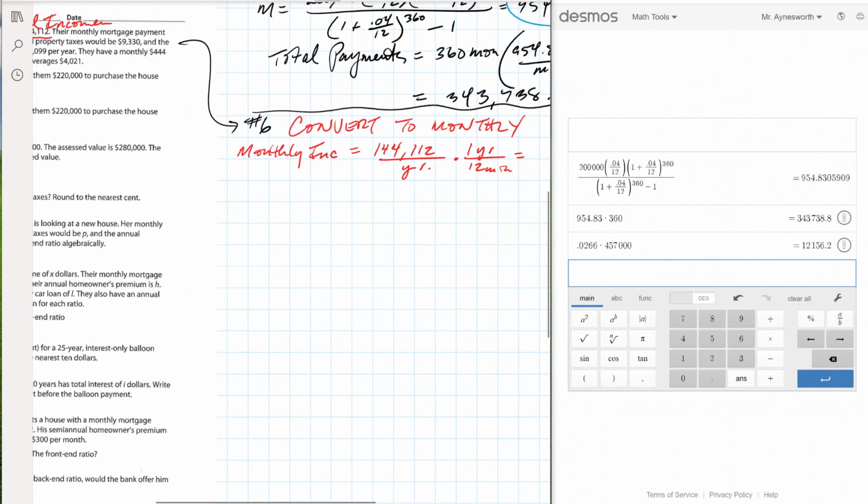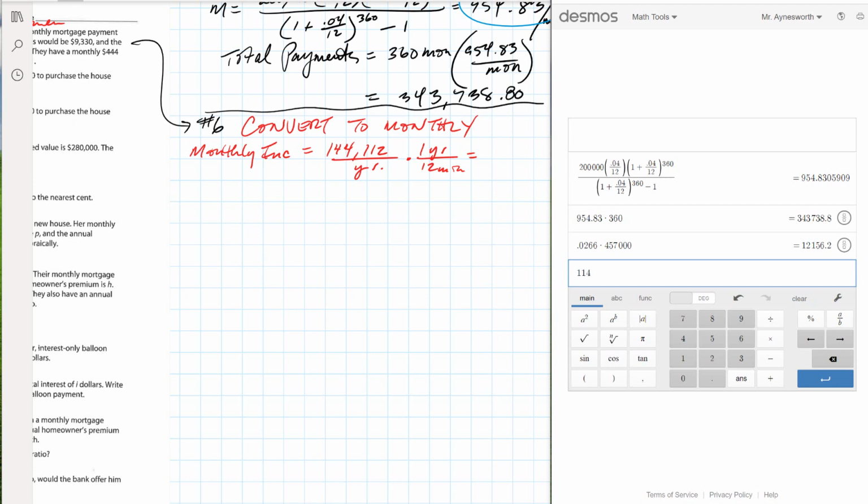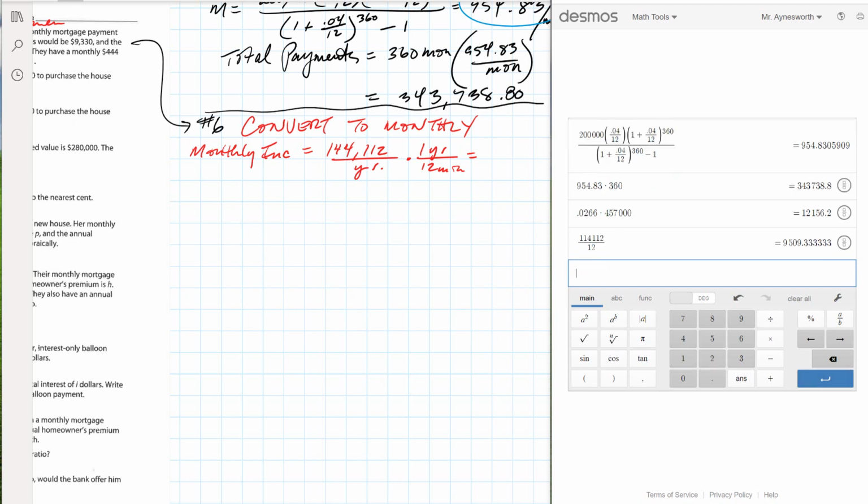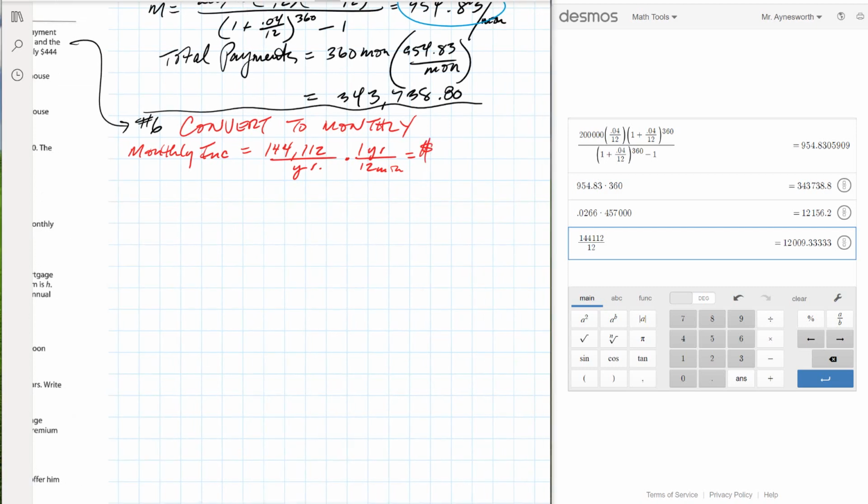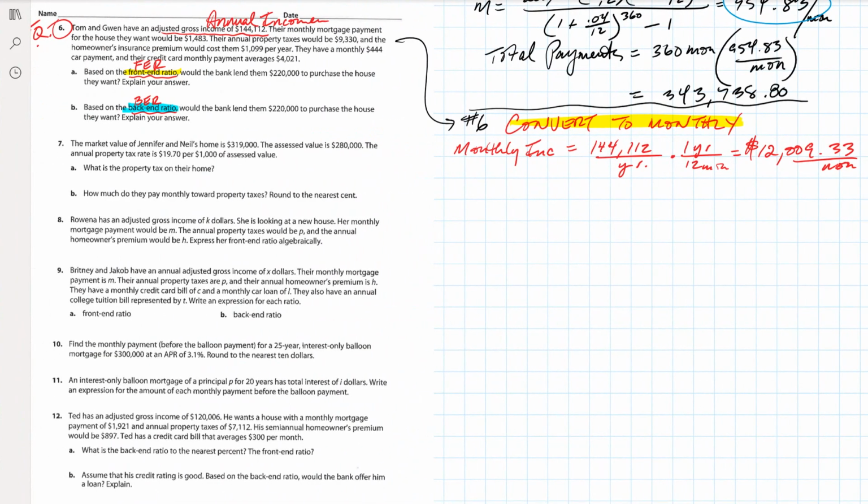All right, so let's type that in. 114,112 divided by 12. Okay, so they're making roughly $9,500 a month. Oh, I missed something here. I didn't type it in right. They're making about $12,009. Over $12,000 a month. So $12,009.33. That's their monthly income, which is respectable, by the way. This is per month. We're converting to monthly here. Let's highlight that. This is an important thing. Convert to monthly.